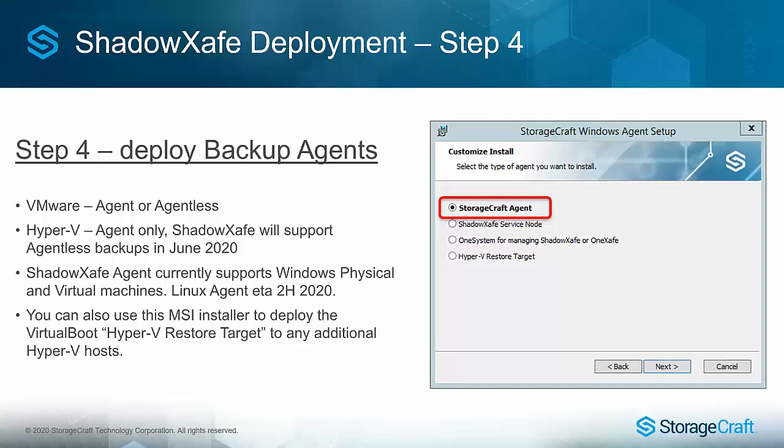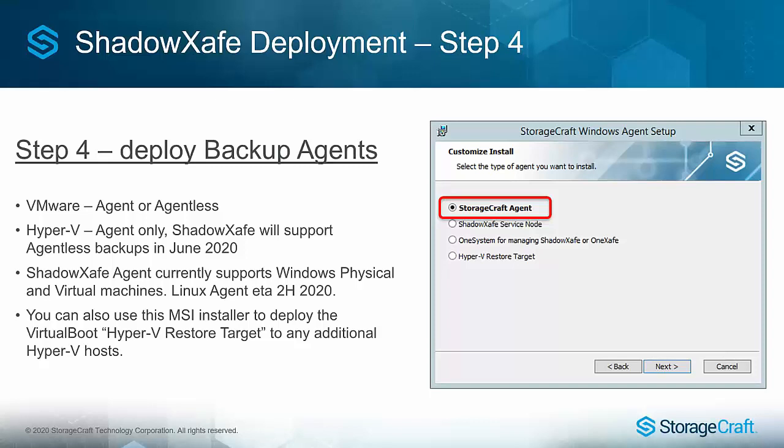With Hyper-V, currently it only supports agent-based backup. We will be releasing host-based backup in June this year. And currently the agent is just Windows machines, physical or virtual. So any Linux machines that need an agent, we'll be looking to target that for the second half of this year. So you just run the MSI.